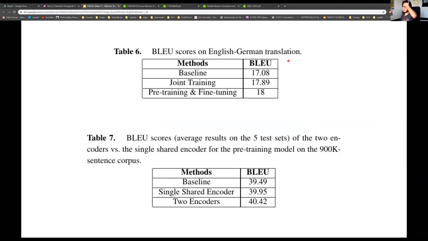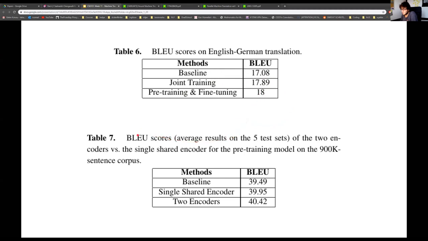And the results show that the second model they try, the pre-training plus fine-tuning, does slightly better, although I'm not sure how significant the difference is. It does slightly better. They claim that that is the better model.